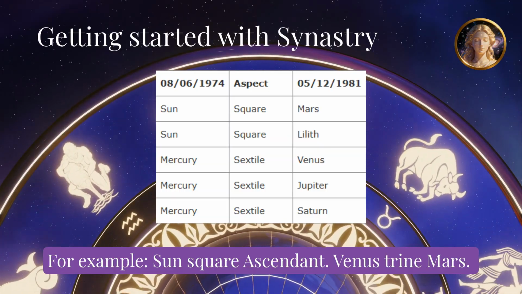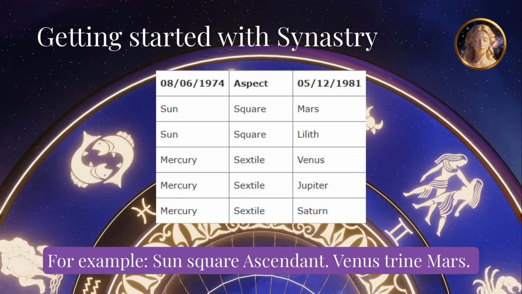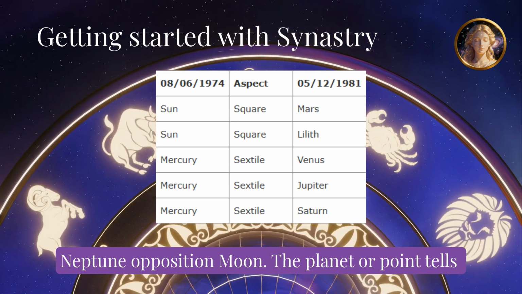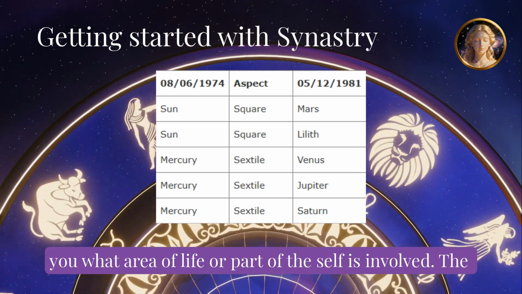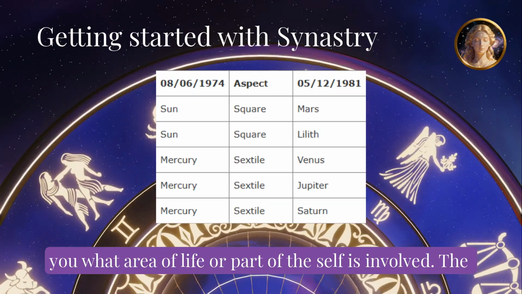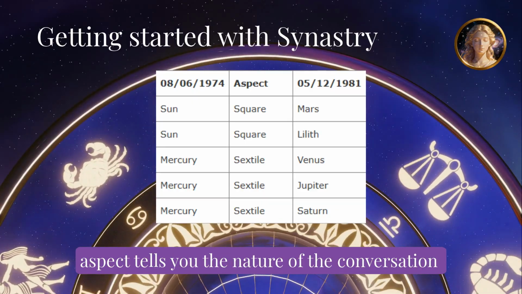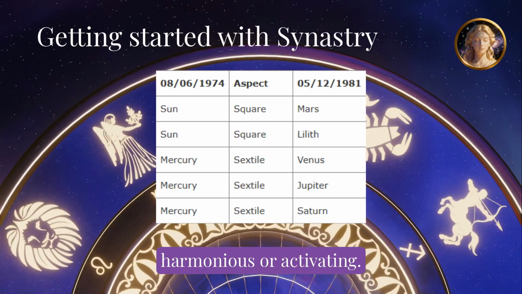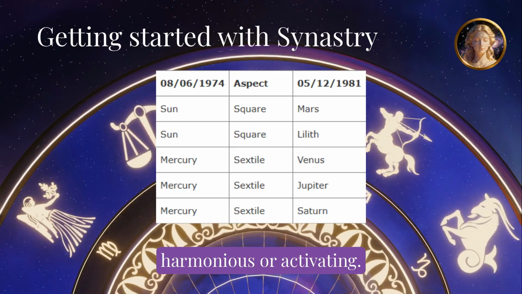For example, Sun square ascendant, Venus trine Mars, Neptune opposition Moon. The planet or point tells you what area of life or part of the self is involved. The aspect tells you the nature of the conversation between them, whether it's fluid or tense, harmonious or activating.